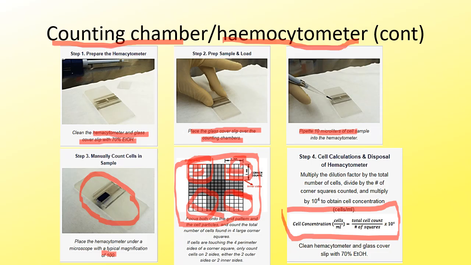Usually the hemocytometer is the fastest way, but the only problem is that you need to buy the hemocytometer, which most of the time is relatively expensive. Also it is made of glass and it is quite fragile.